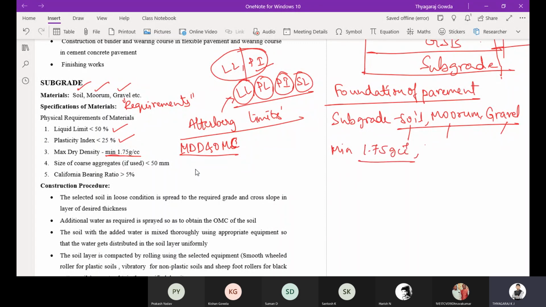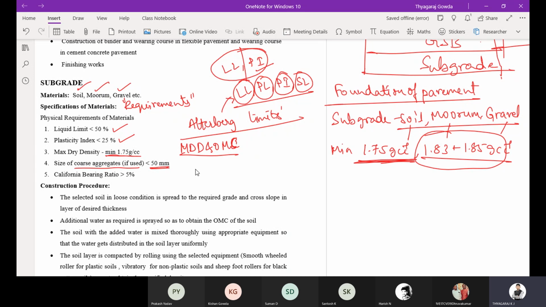Usually in and around Bangalore, we are going to get 1.83 to 1.85 gram per cc. Whatever soil you consider in and around Bangalore surroundings, you are going to get the dry density as 1.83 to 1.85. So minimum you should get 1.75 gram per cc of maximum dry density. And if you are using coarse aggregates, if some mechanical stabilization you are doing for the soil subgrade, the size of the aggregate should be less than 50 mm.